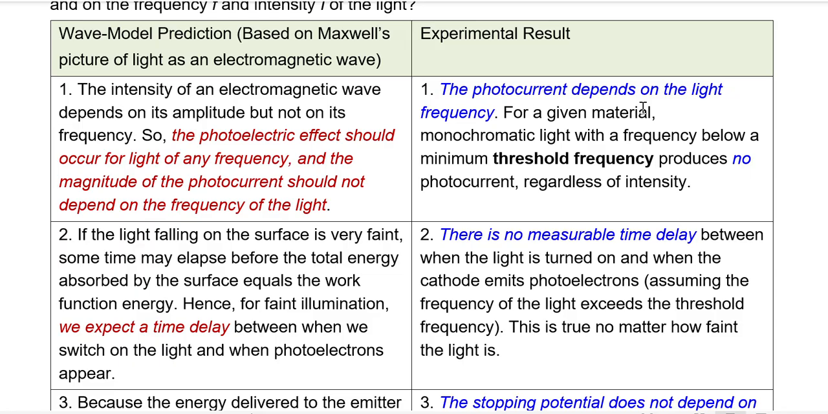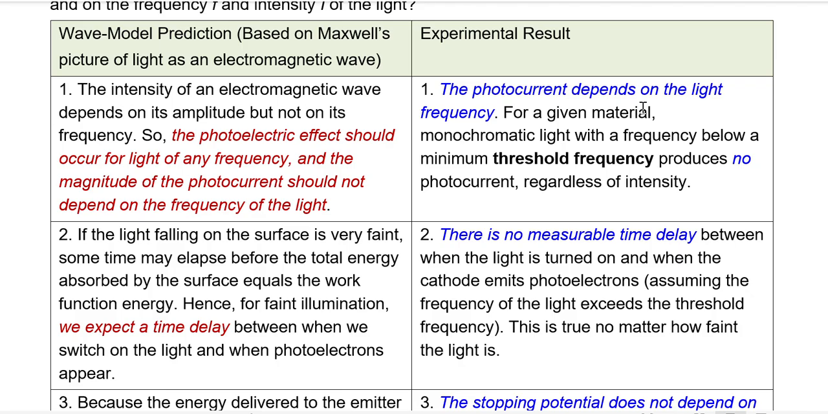As long as the frequency of light is bigger than the threshold frequency, which is related to the work function of the metal, so it depends on the type of metal, there will be current. If it's lower, there will be no current. Why? Because even if you increase intensity, the number of photons, the energy in each photon is still smaller than the threshold frequency of the metal.